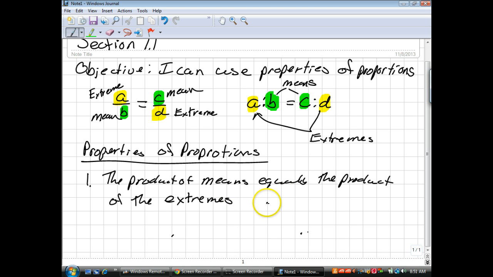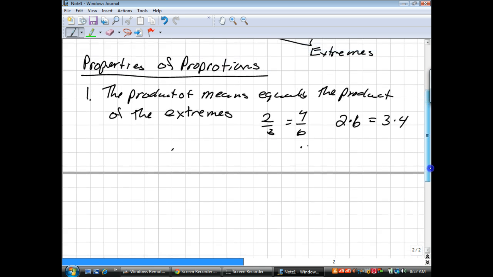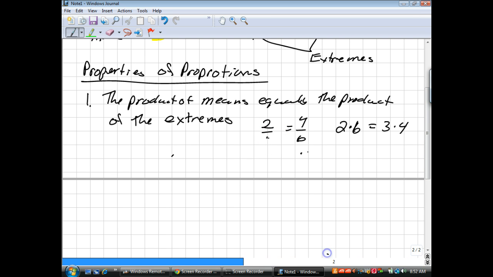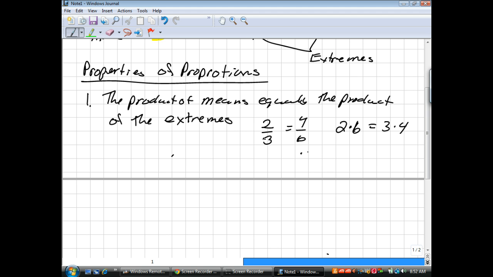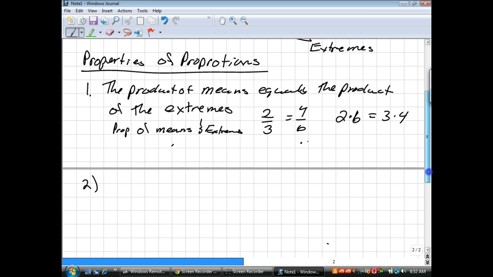Okay, so in other words, if I have 2 over 3 equal to 4 over 6, then the property says 2 times 6 has to equal 3 times 4. Okay, so in elementary school and junior high school, you call that cross multiplying. Okay, but in geometry, we call it the property of means and extremes. Okay, so we'll use that phrase a lot, property of means and extremes.